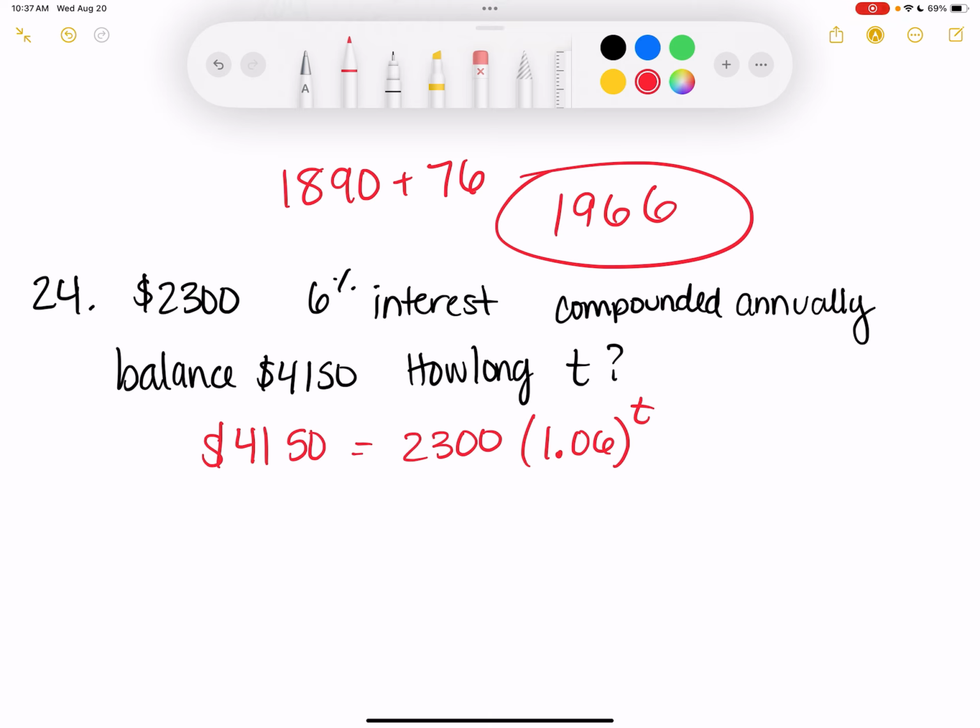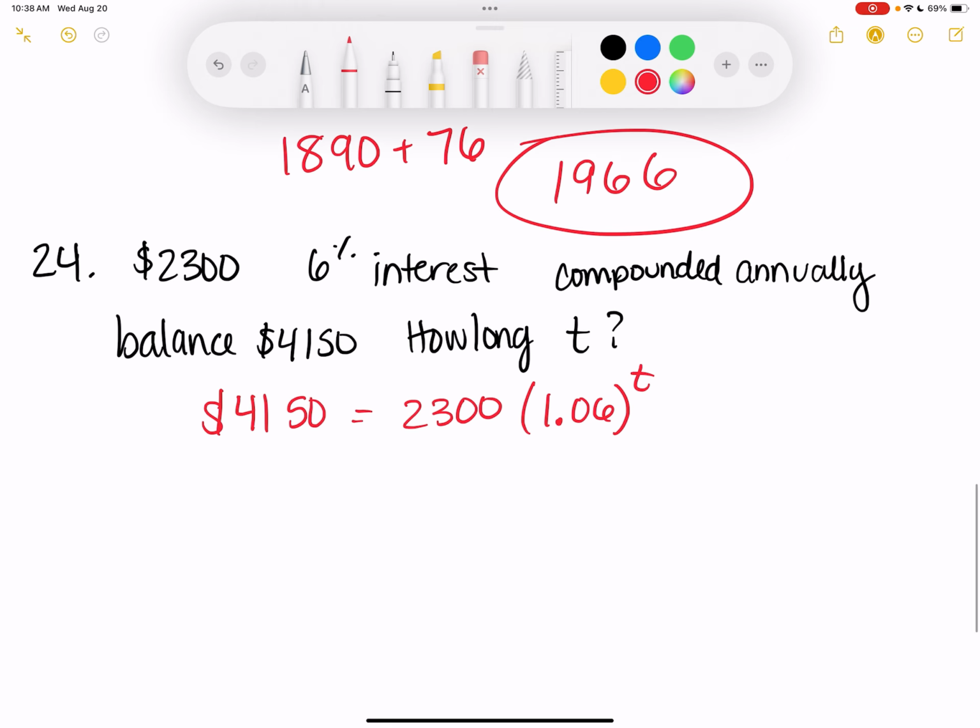Did you already type it in and get it? For the dividing part? Oh, okay. I was like, something might be wrong. You said 1.804? Okay. It is equal to, well, let me flip it on this other side, 1.06 raised to the t. Yep.